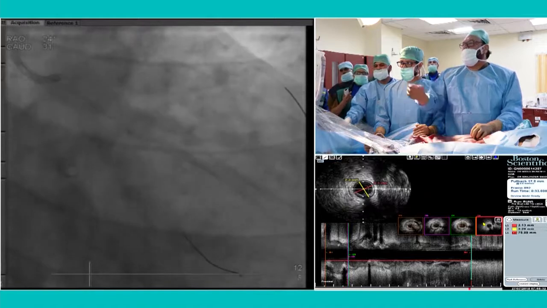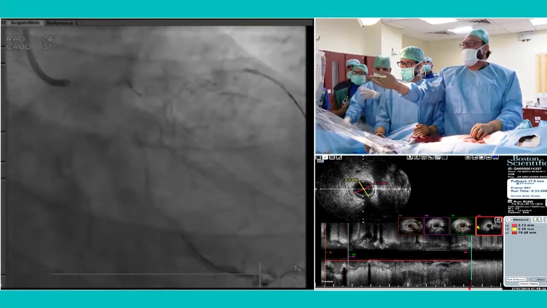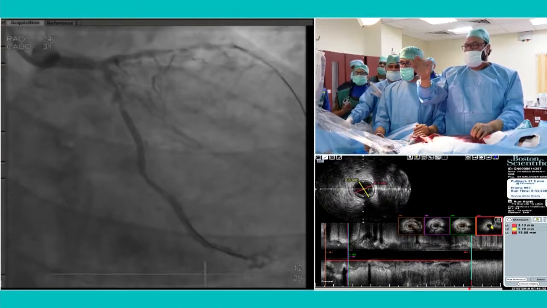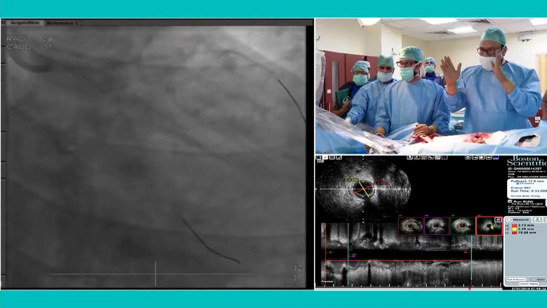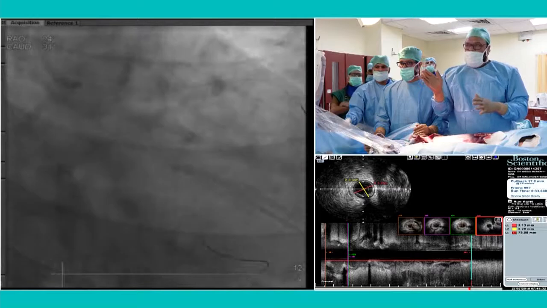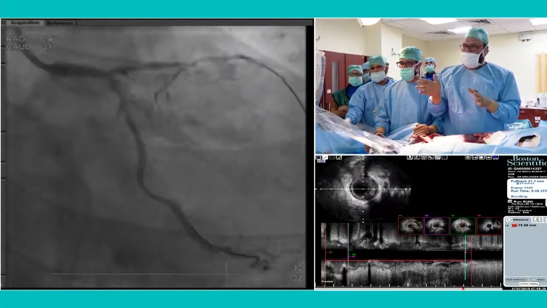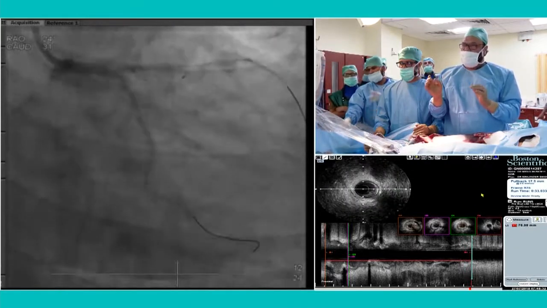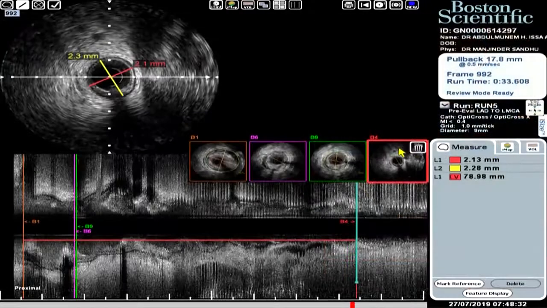Can we have the LAD? See, as I said, the distal LAD is diffusely diseased. There's a plaque all the way down. Difficult to find a landing spot for the stent, but we identified an area just after a small septal, which is relatively free of plaque, as you can see. And the size there of the vessel is around 2.3. The distal LAD is 2.3.